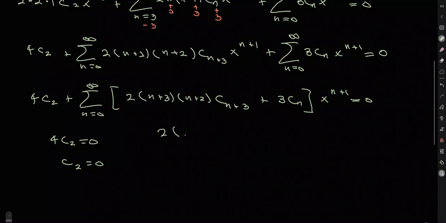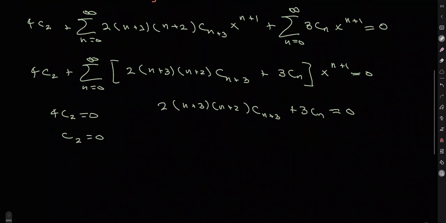So again, 2 times n plus 3 times n plus 2, c sub n plus 3, plus 3 c sub n equals 0. So solving this equation for the c with the largest subscript, in this case c sub n plus 3, it's going to give us the recurrence relation. So let me go ahead and do that. I'm going to subtract 3 c sub n on both sides, and then I'm going to divide both sides by the quantity 2n plus 3 times n plus 2. All right, here we go.